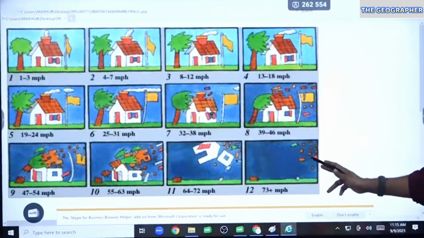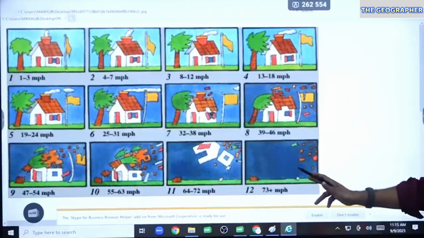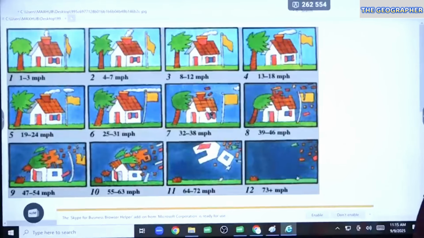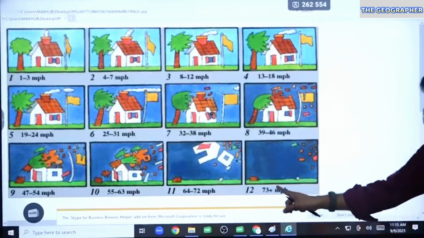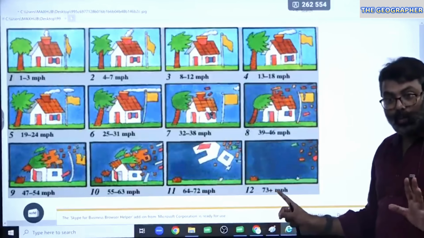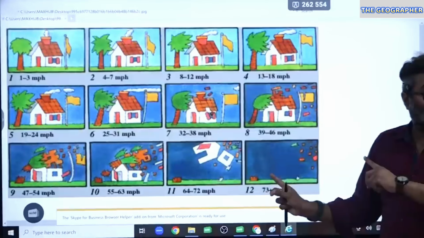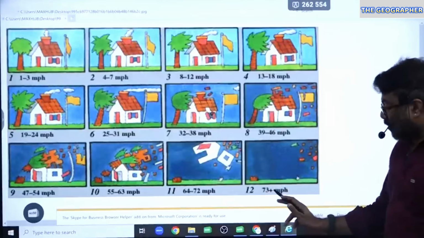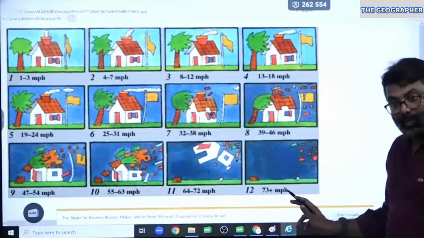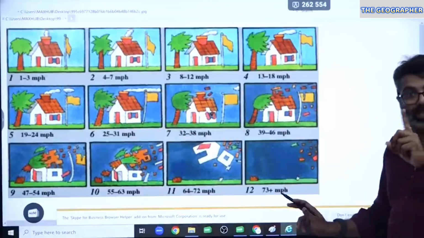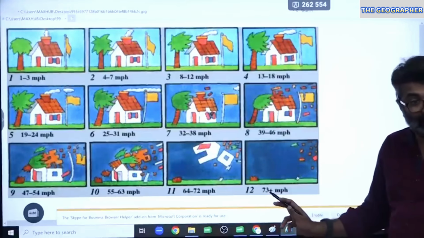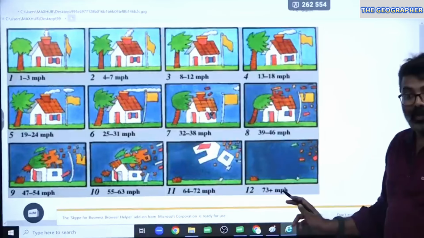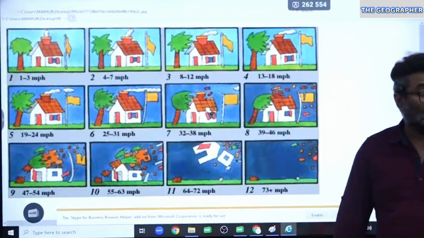See here. Where is the house here? Tree is also not there, house is also not there, flag is also not there. This is 12, hurricane. At 73 miles per hour, they are showing what wind can do. So it created a simple chart: wind speed and its impact. You can do one thing: 73 miles per hour converted into kilometers. 1 mile is 1.6 kilometers. So 73 into 1.6, you will get around 118 kilometers per hour.